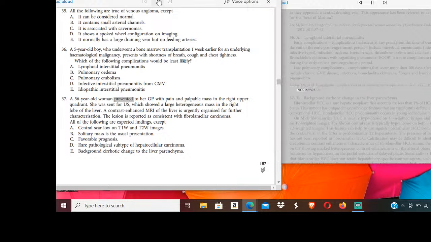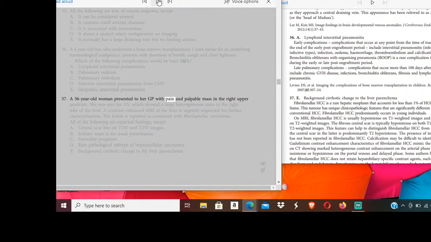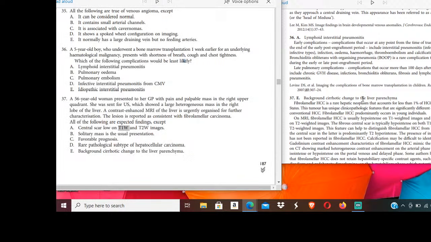Radiographics. 2007, 27. 37. A 56-year-old woman presented to her GP with pain and a palpable mass in the right upper quadrant. She was sent for US, which showed a large heterogeneous mass in the right lobe of the liver. A contrast-enhanced MRI of the liver is urgently organized for further characterization. The lesion is reported as consistent with fibrolamellar carcinoma. All of the following are expected findings, except: A. Central scar low on T1W and T2W images.